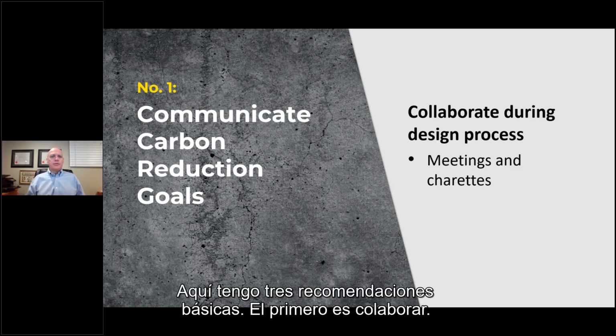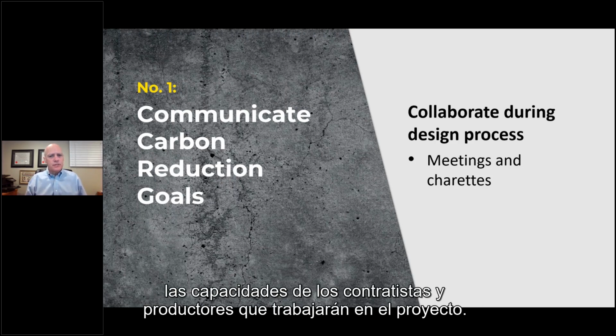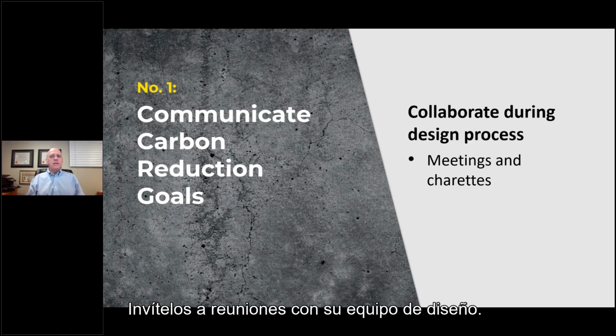I have 3 basic recommendations here. The first is to collaborate. The only way you can set carbon footprint goals is to understand the capabilities of contractors and producers who will work on the project. Invite them for meetings with your design team.